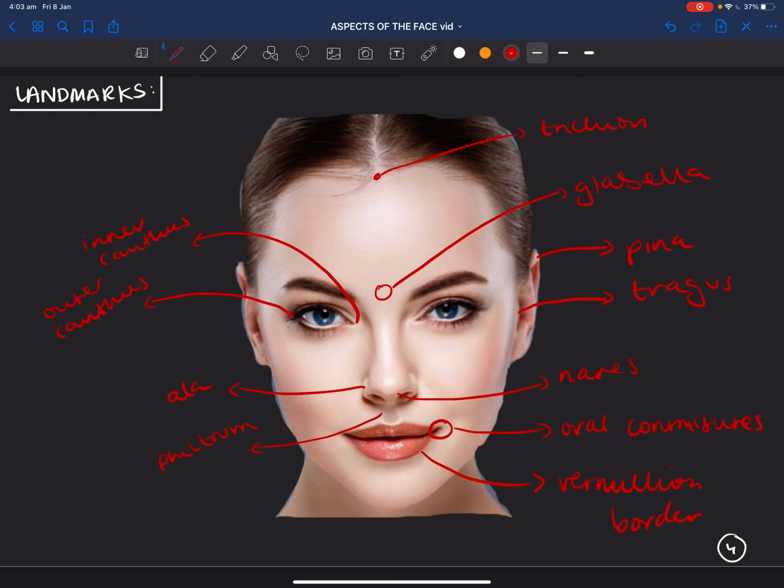And a quick fact about this, which if asked you may want to remember, is that the histology, the epithelium of the vermilion border, is thin and lightly keratinized.